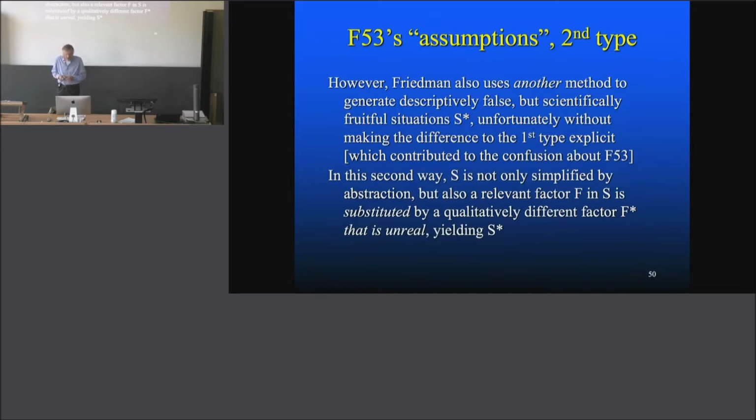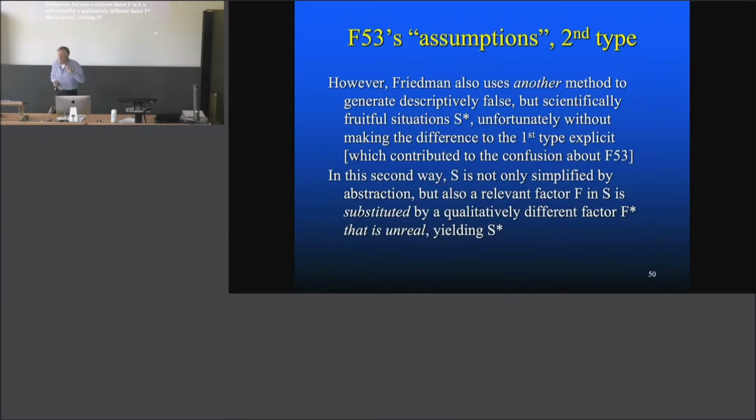In the second way, S is not only simplified by abstraction, that's also taking place, but then something really dramatic happens. A relevant factor F in S is substituted. So you take it out and substitute it by another factor, a qualitatively different factor F star, that is unreal, that doesn't even exist in reality. So you're really falsifying, you make the assumptions you're using very, very false. But a different factor F star, that's unreal, yields situation S star.